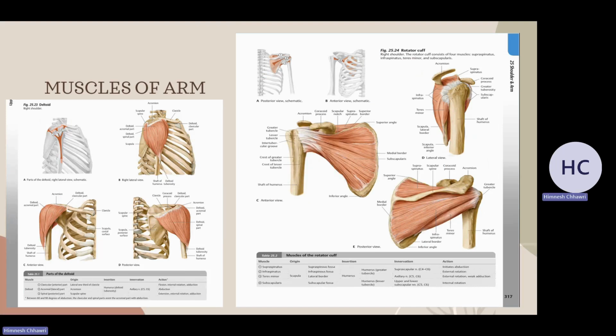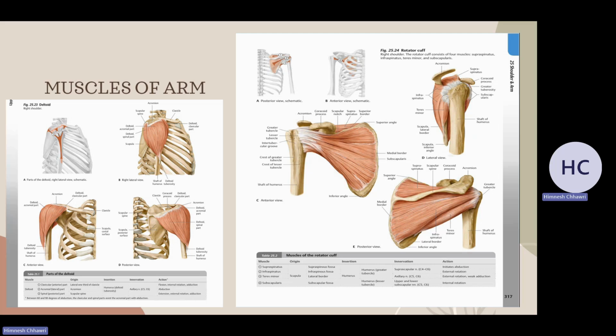Let's begin with the upper limb muscles. First, we have the deltoid muscle. The deltoid muscle, as you can see, is wrapping around the shoulder. It's moving anterior to posterior. An easy way of remembering deltoid is that it has the same origin as the insertion of trapezius.